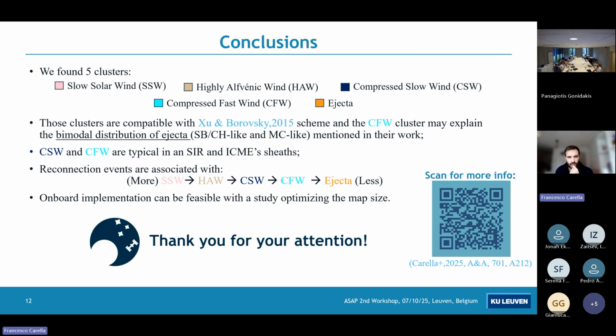So to conclude, we have found 5 clusters. Those clusters are compatible with previously and widely used schemes for classifying the wind, and this compressed fast wind can explain the bimodal distribution of ejecta that has been seen in this widely used scheme. Compressed slow wind and compressed fast wind are typical in SIR and ICME sheath, and as I said, reconnection events are associated with slow solar wind, followed by highly Alfvénic wind, compressed slow wind, compressed fast wind, and ejecta. So, our on-board implementation can be feasible with a study on optimizing the map size.